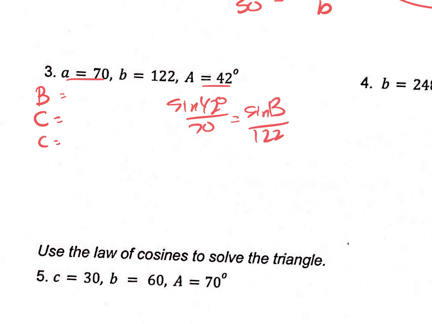Going to punch that straight in here. 122 times sine 42. Divide that by 70. I'm getting a bad number, getting 1.16. So when I do inverse sine of that answer, the calculator gives me an error, which means that's not even a triangle. So I'm going to put not a triangle. And I'm done with that one.